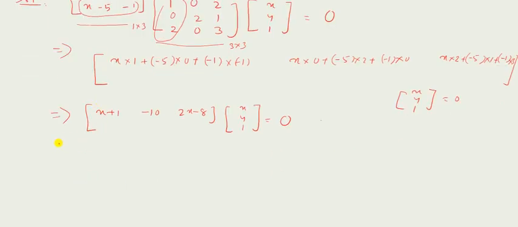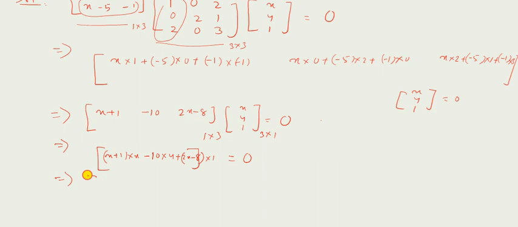So for solving, what I do, this is a 1 cross 3 matrix and this is a 3 cross 1 matrix. The result will be 1 cross 1, that means there will be one row and one column. So this will be (x plus 1) multiplied by x, then minus 10 multiplied by (4 plus 2x), minus 8 multiplied by 1, it is equal to the null matrix.